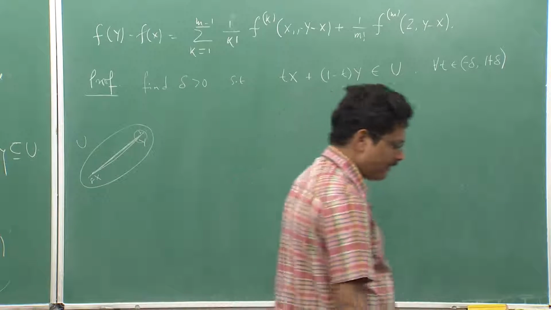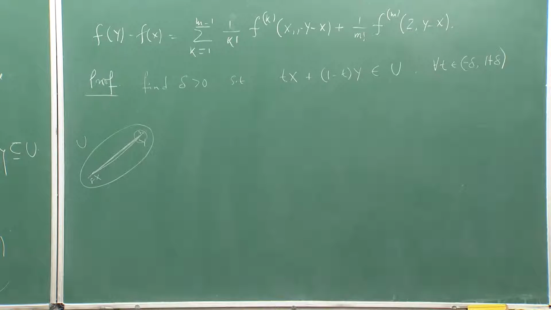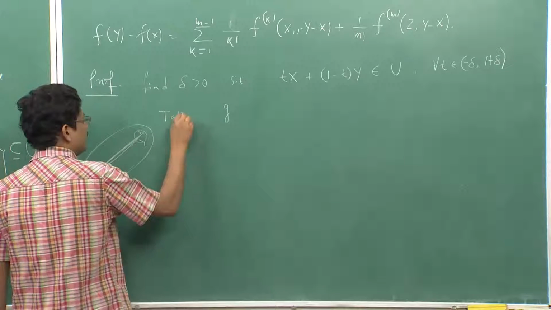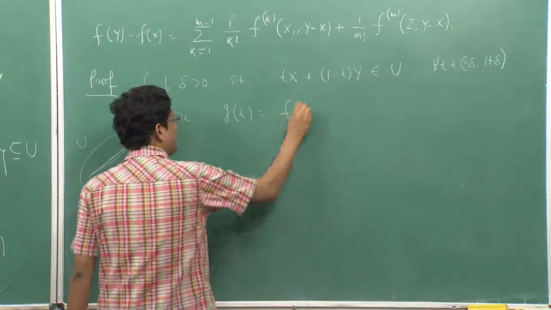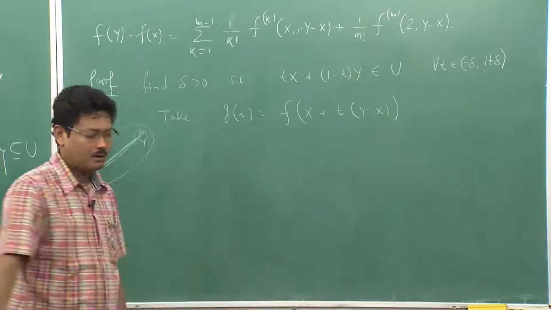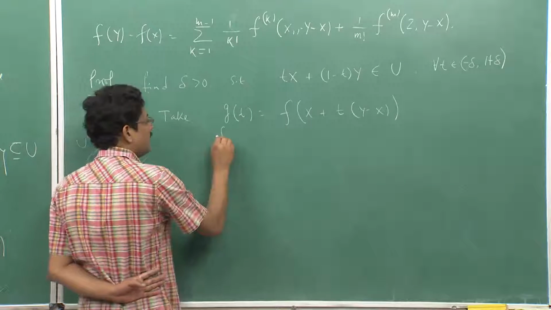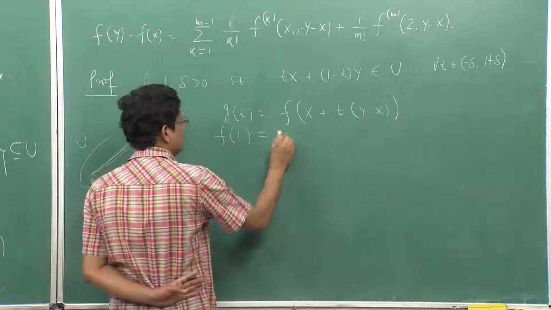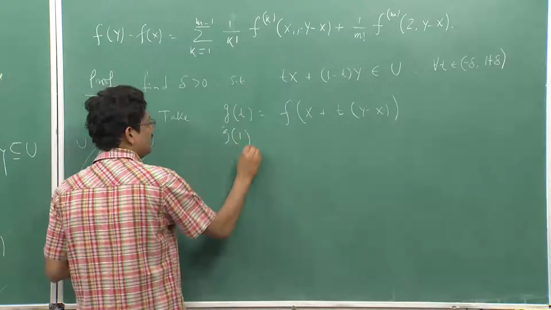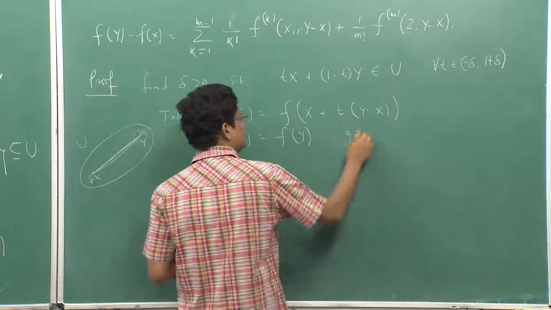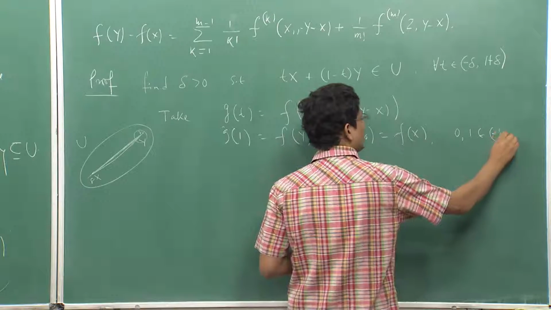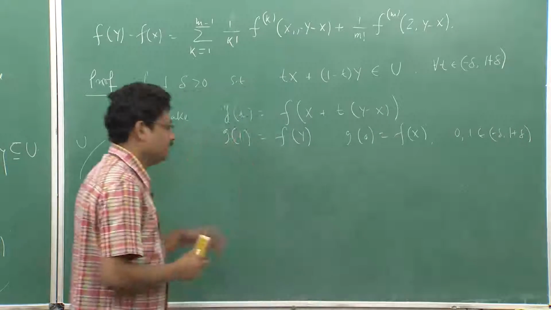And we will look at the same kind of function here that we did for MVT. So, take g(t) equal to f of x plus t(y minus x). Okay. Then g(1) equal to f(y), g(0) equal to f(x), and as you can see 0 and 1 both are in this interval. So, I will apply the Taylor's formula for g.